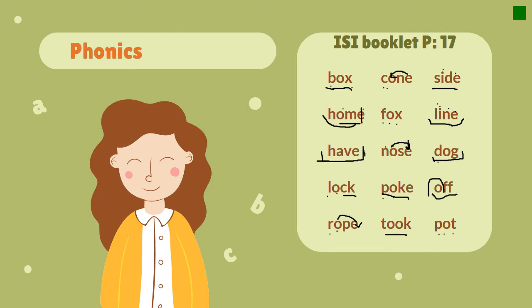Let's continue reading. Here we have the word took. Let's read it together. Took. The word took with the short O sound.